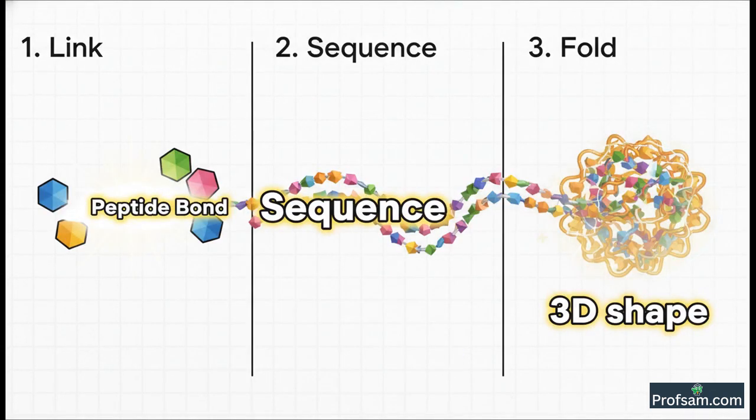So, what is really happening here? These amino acids, these beads, they link together using something called peptide bonds. But what is truly crucial is the specific sequence, the exact order of these amino acids. You see, this sequence forces the entire chain to fold itself into a very precise three-dimensional shape. And it is this 3D shape that is the key to everything.